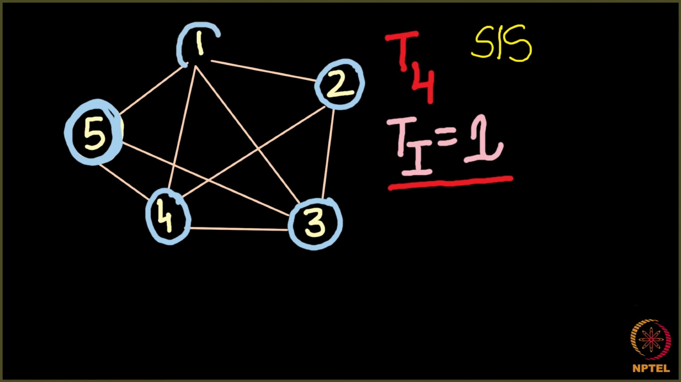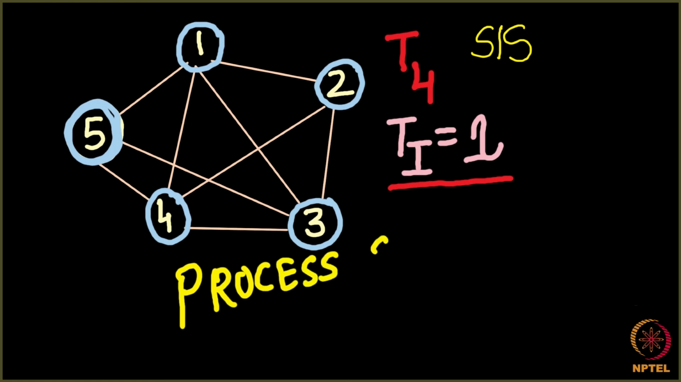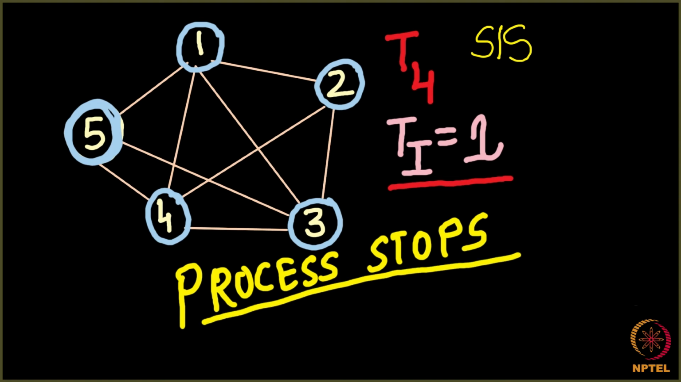And do you see now what has happened in this network? Everybody now comes back to the susceptible state. There is nobody who is infected. As soon as this happens, there is not even a single node which is infected. Everybody is susceptible, and the process stops. So this was the simulation of the SIS model on a network.